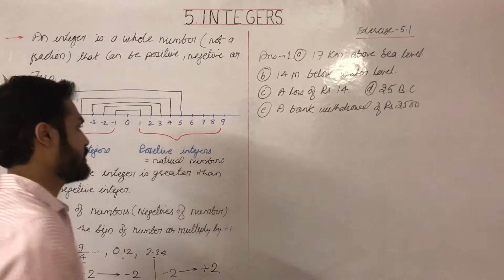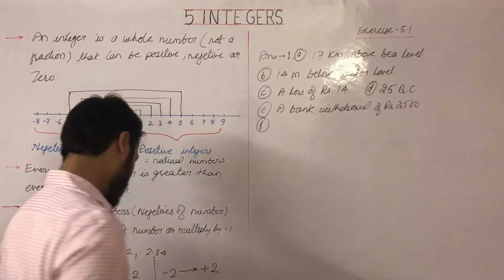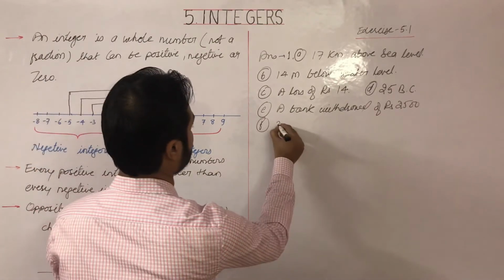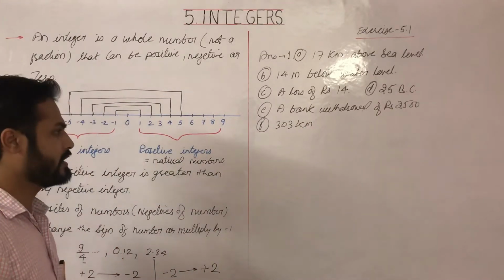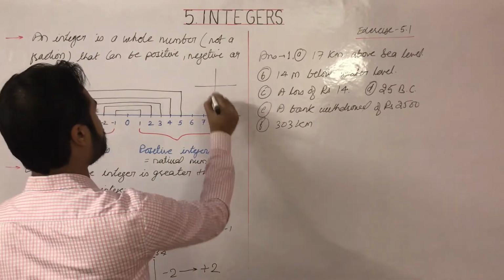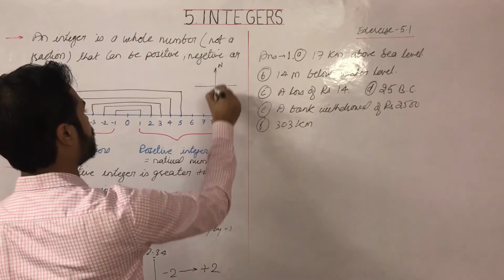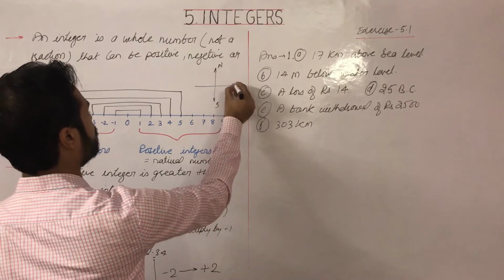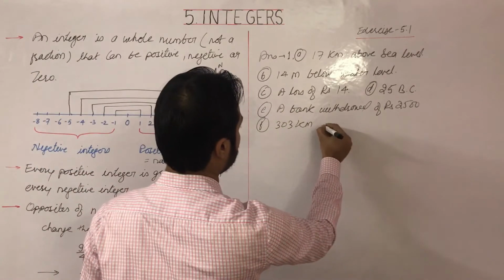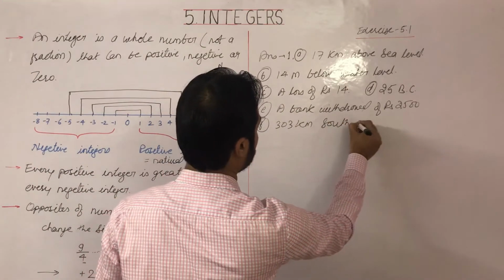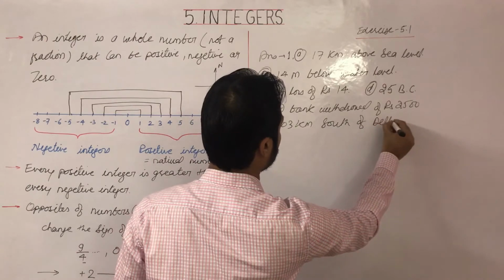Next, part F, 303 kilometer north of Delhi. So north of Delhi, this is north, this is south. So opposite of north, south. So 303 kilometer south of Delhi.